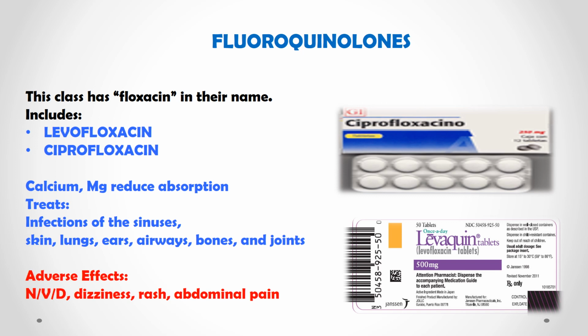The fluoroquinolones are used to treat infections of the sinuses, gonorrhea, prostatitis, UTIs, the lungs, infections of the bones, joints, and can even be used for preoperative prophylaxis. Side effects of the fluoroquinolones include nausea, vomiting, diarrhea, abdominal pain, dry mouth, crystalluria or crystals in the urine, as well as a rash and photosensitivity.